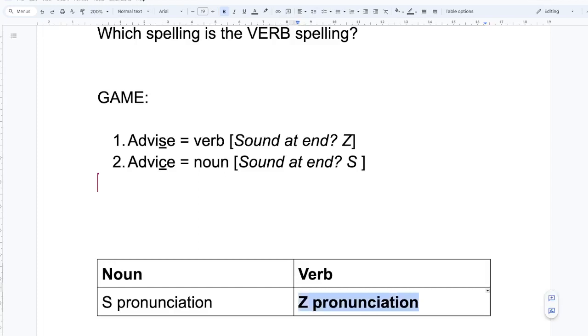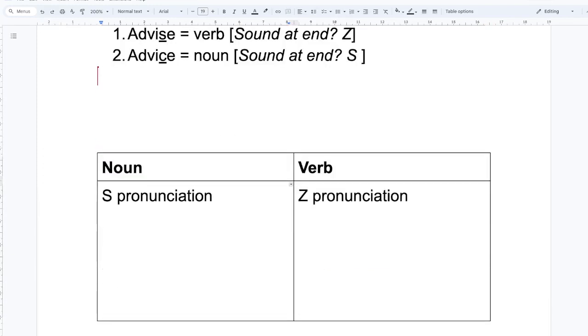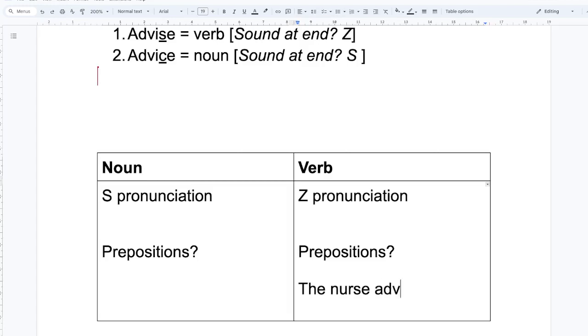Now, next, I want to talk about prepositions, because someone actually asked me, one of my students, just before this class, what prepositions can I use? And I thought that's a great question. For example, guys, with the verb, I might say, using the active voice, the nurse advised her blank her medication.